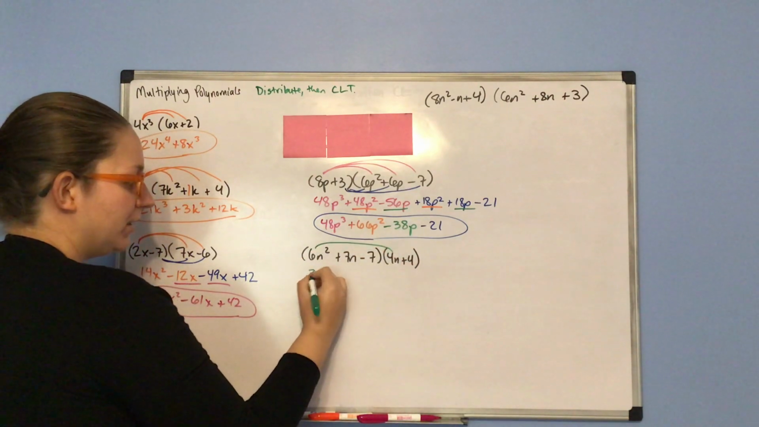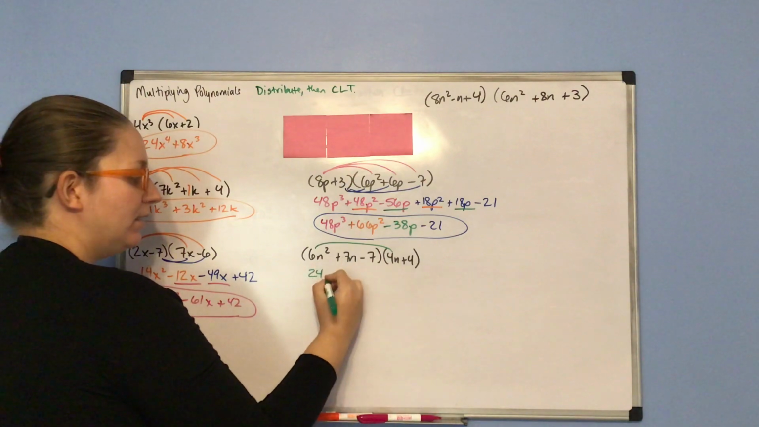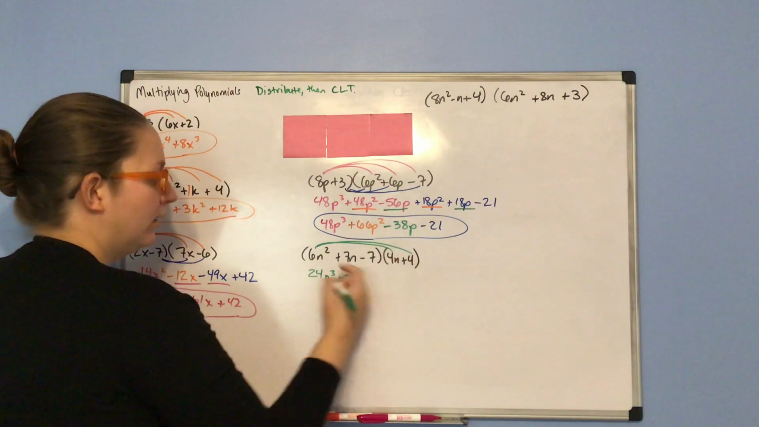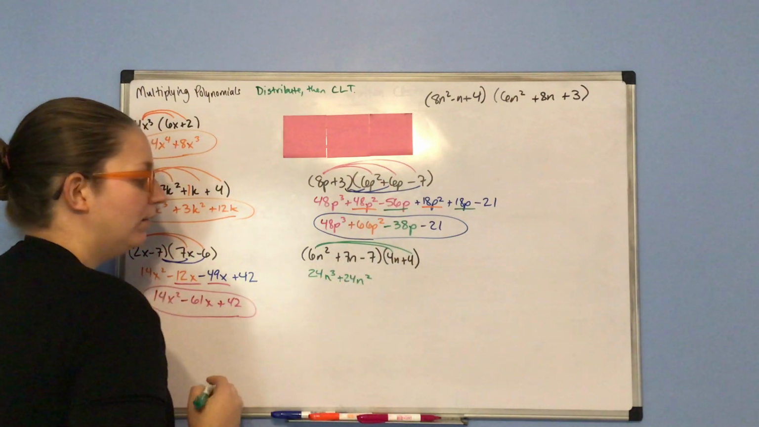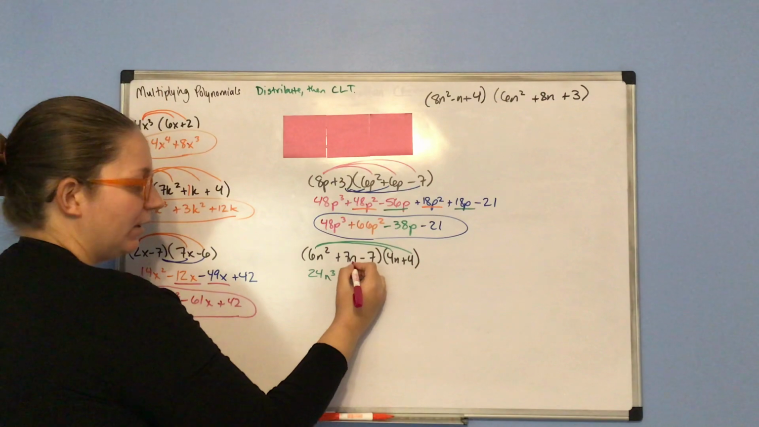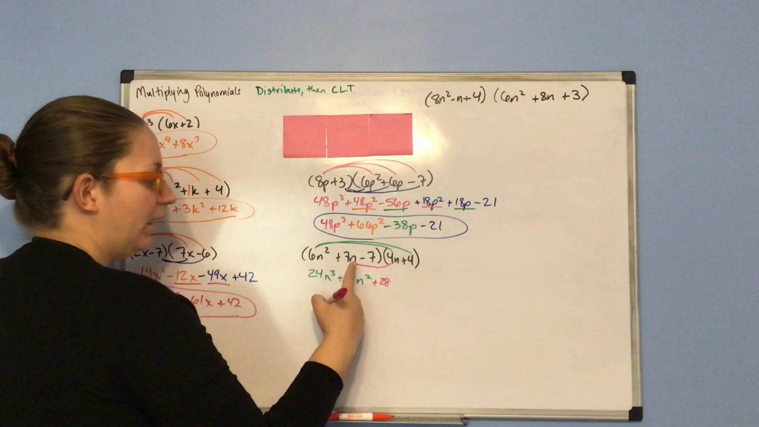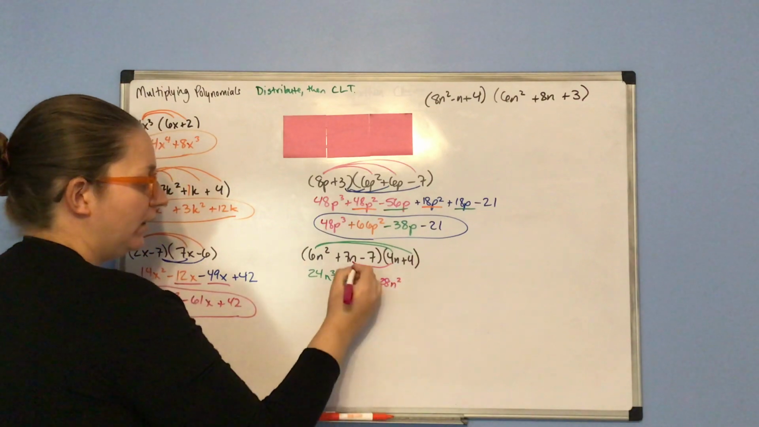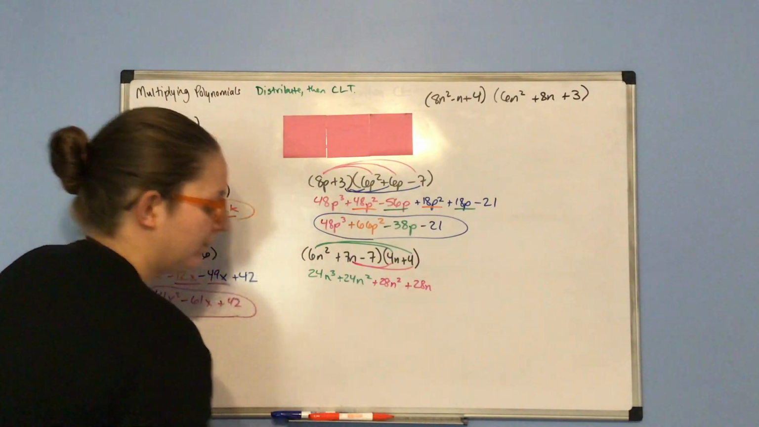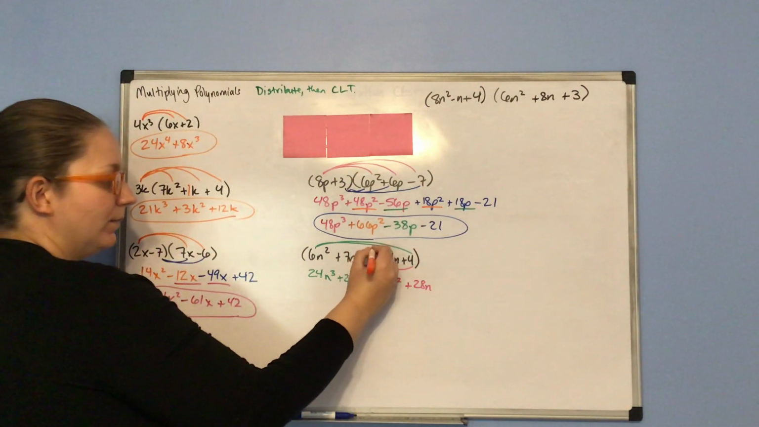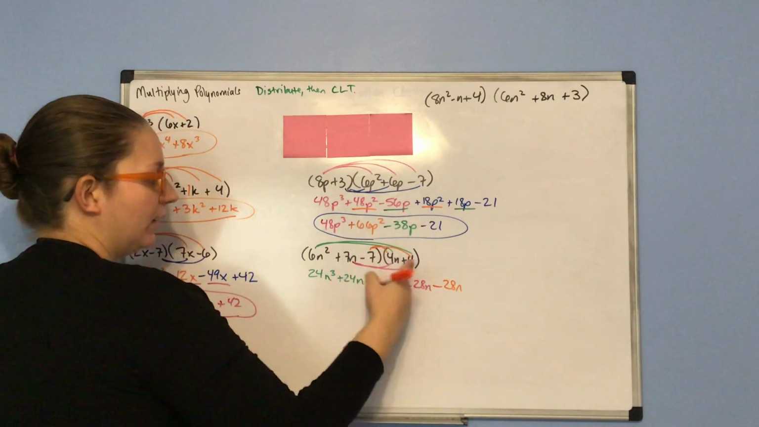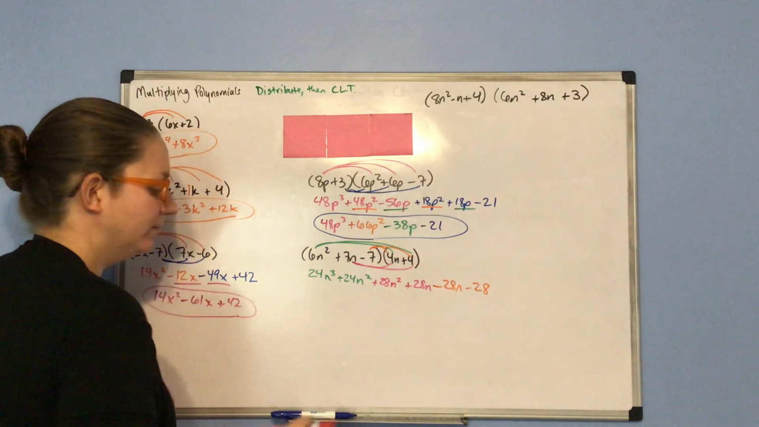6n squared times 4n, 6 times 4 is 24, n squared times n is n to the third. 6 times 4 is 24, n squared will be the variable part there. Now I distribute the next thing I have to distribute, which is 7n. 7 times 4 is 28, n times n is n squared. 7n times 4 is just 28n. Now I distribute the negative 7. Negative 7 times 4n is negative 28n. Negative 7 times 4 is just negative 28.